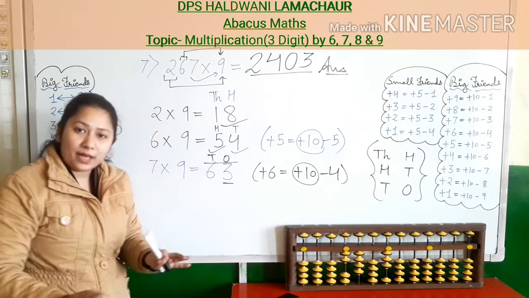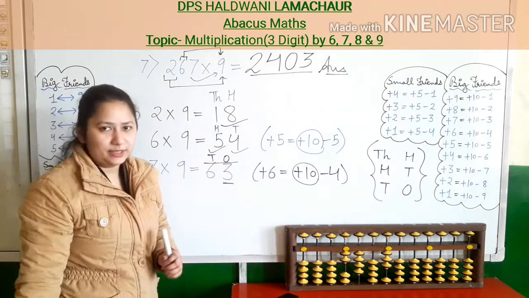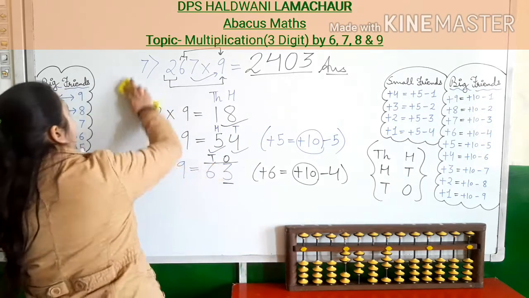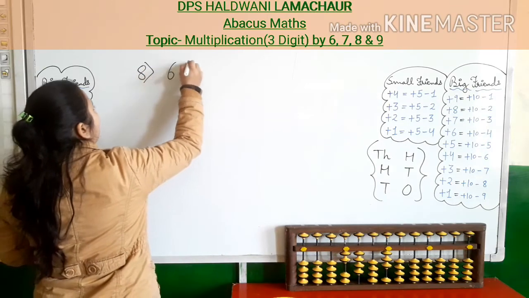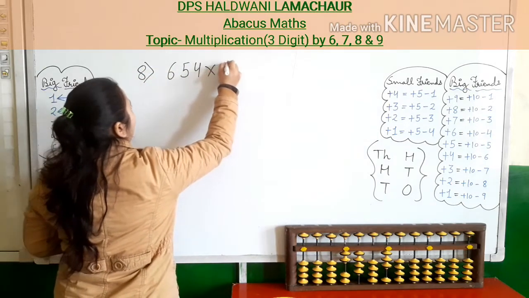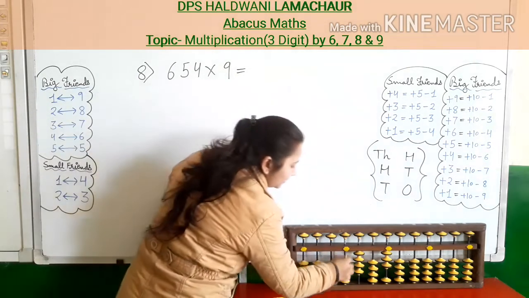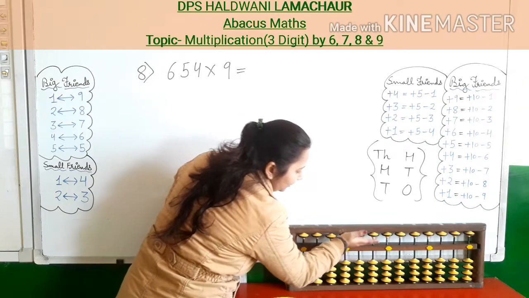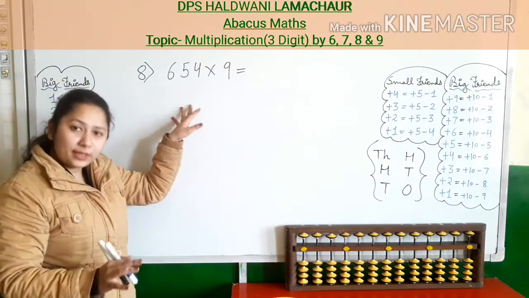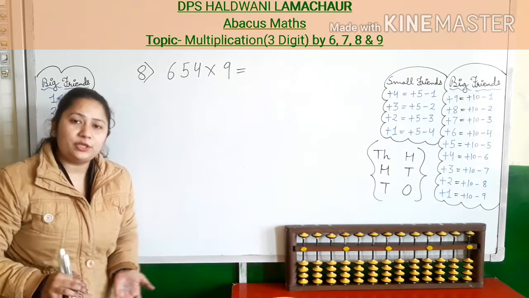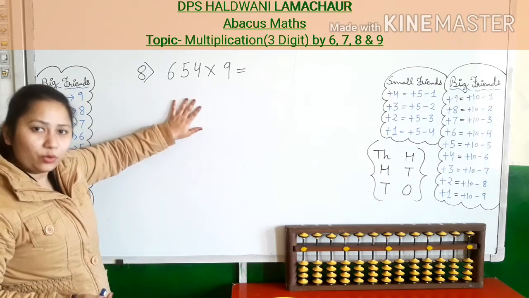Now kids, we will move to the last sum, and our last sum will be done orally. Yes, we will do our last sum orally without writing any of these calculations. Now your 8th sum is 654 multiplied by 9. Set your abacus, lower beads down, upper beads up. Students, you have to do the sums orally only. I was writing those calculations so that I could explain to you. You have to do the sum like this, orally.